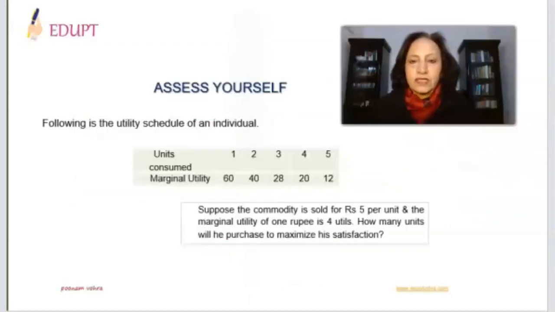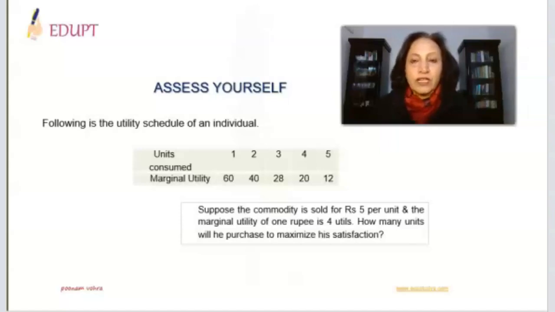Now assess yourself. A utility schedule for an individual is given here, which says that by consuming 1 unit, the utility is 60. By consuming 2 units, marginal utility falls to 40. By consuming 3 units, it further falls to 28. By consuming 4 units, it falls to 20. And by consuming 5 units, marginal utility is 12.